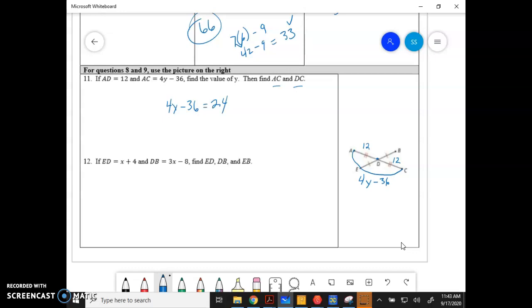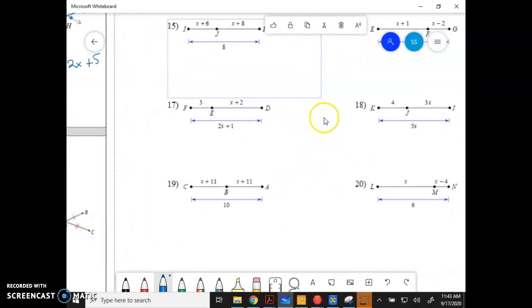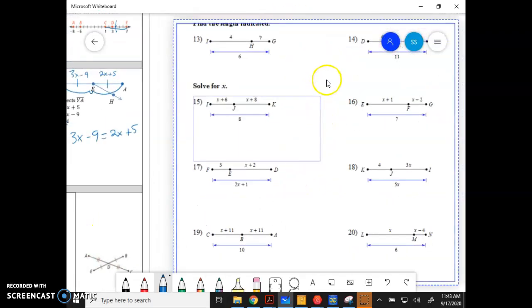So I will let you give number 12 a shot. It's pretty similar to that. Just go ahead and label it like I did, and that helps out a lot. And then we'll look at the back side here. Oops, I gotta lock this in place.